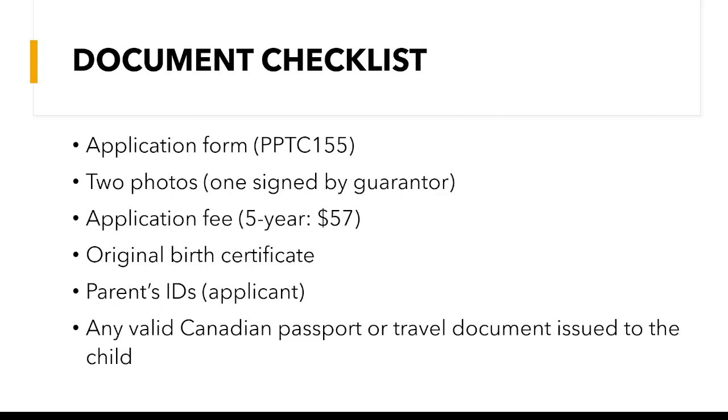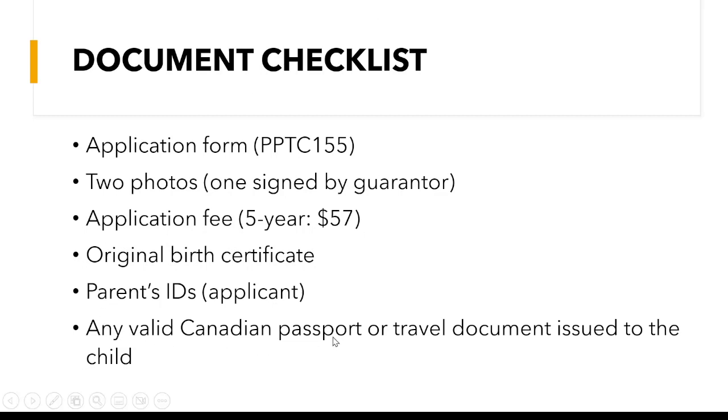Fourth, original birth certificate. Whether you apply in person or by mail, this document has to be the original. But if you apply in person, they will check the original document, then return it to you right away. Then parents' IDs, applicant. Because you applied on behalf of the child, the officer needs to double check your IDs, like your passport or permanent resident card or driver's license.